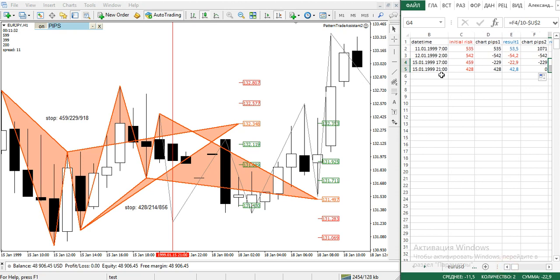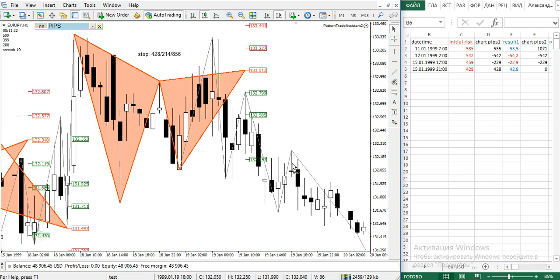Okay, the results in pips. So 42.8 with a 5-digit broker, it is actually 42.8. 5-digit broker, 3-digit with yen pairs. Well, the next pattern, how it moved this way, and then it reversed to the downside all the way down here.